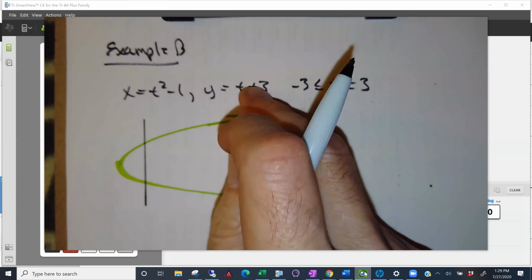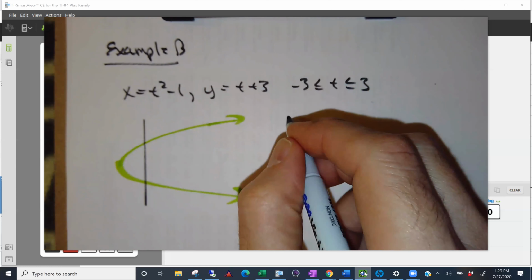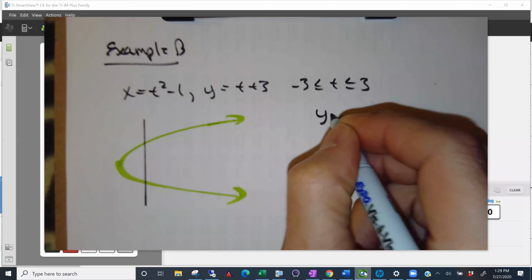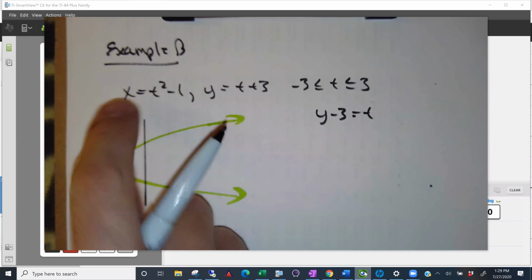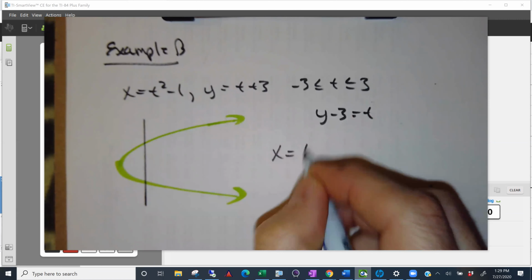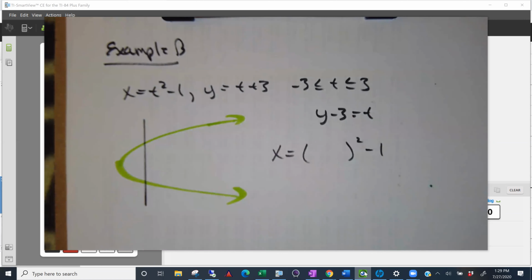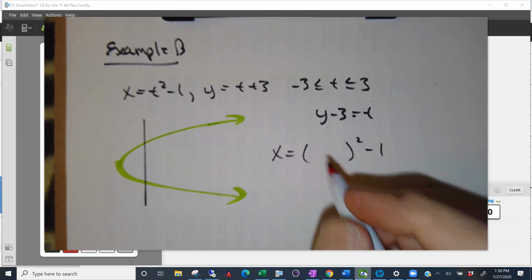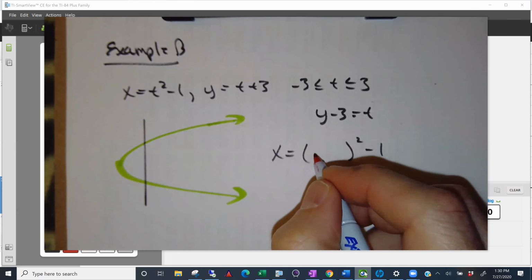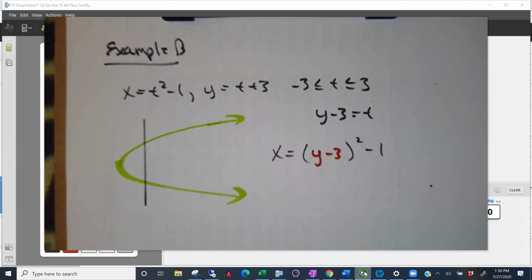I'd solve for t from this equation. So I get y minus 3 equals t. And I can plug that into x. x equals y minus 3 squared. Now I hope that when you square this out, you don't give me y squared plus 9. That would be bad. Who can square this out in their head for me? What would that be? Minus 6x plus 9. Beautiful.